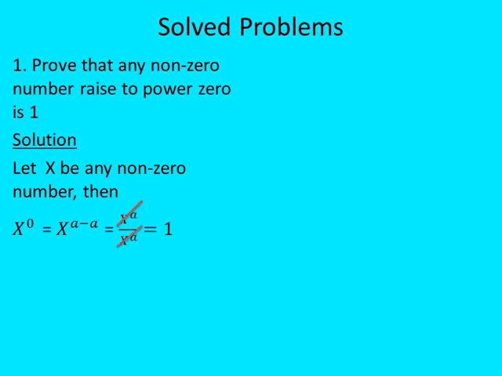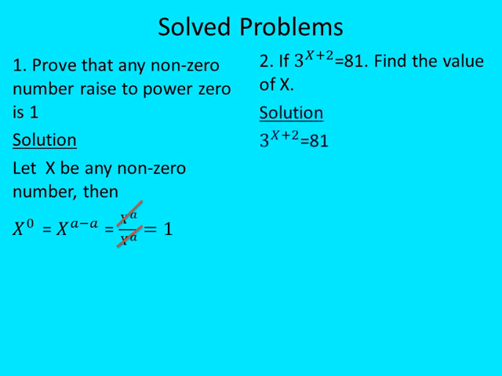Hence, any non-zero number raised to power 0 is 1. Thus, this completes the proof. The second question is, if 3 raised to power x plus 2 is equal to 81, find the value of x. Solution.